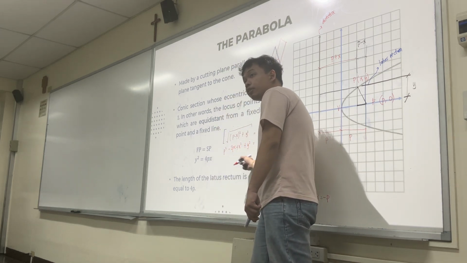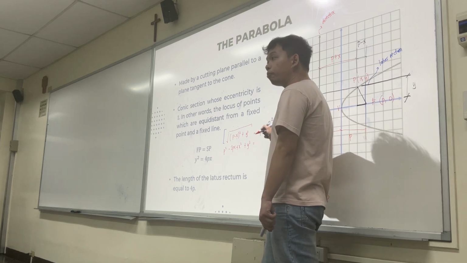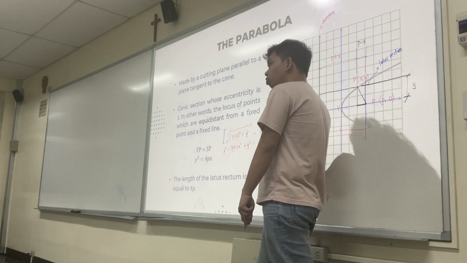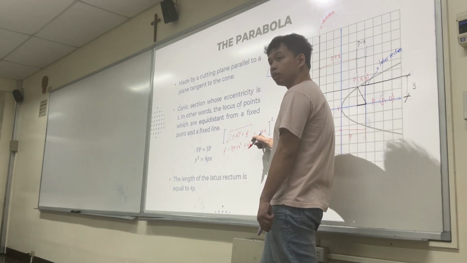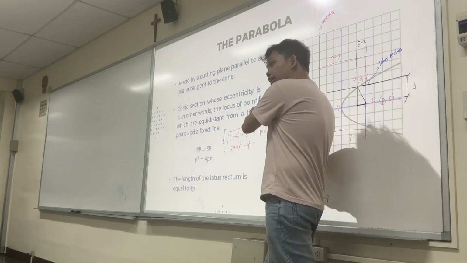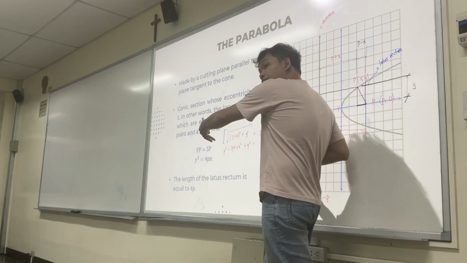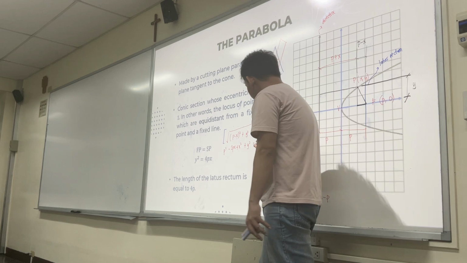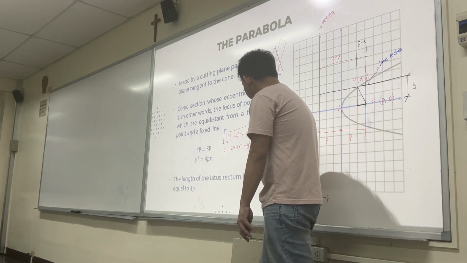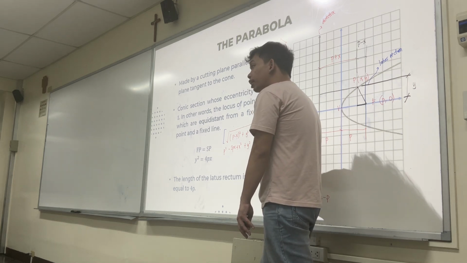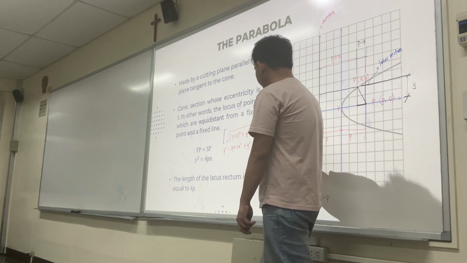What about this one? Remember, we squared everything. So this one would be what? p plus x quantity squared. And I can expand that one, correct? So what happens? This becomes p squared plus 2px plus x squared.